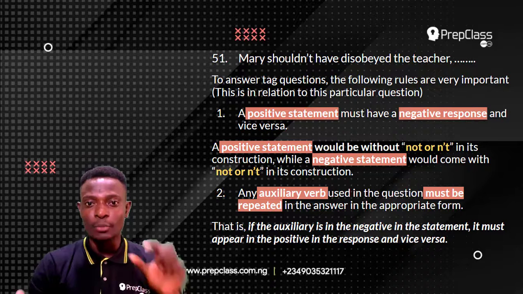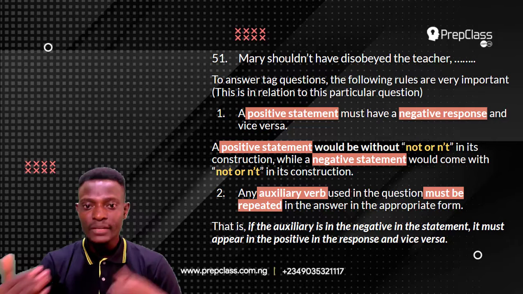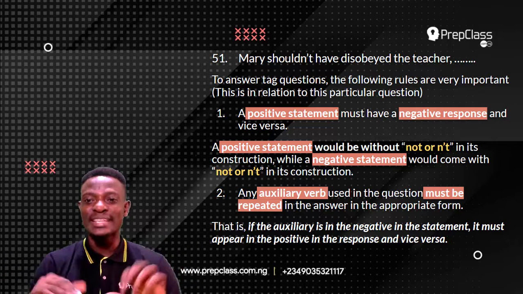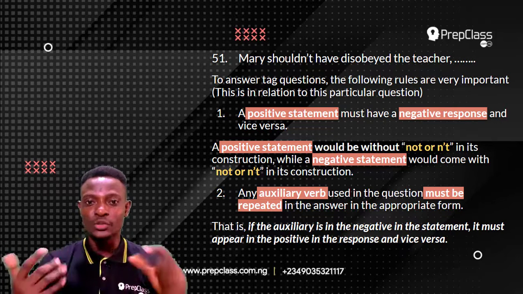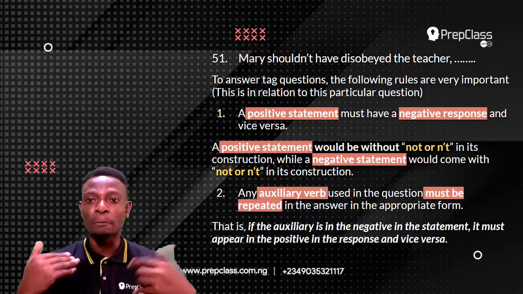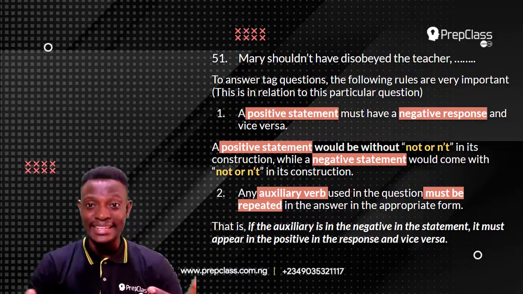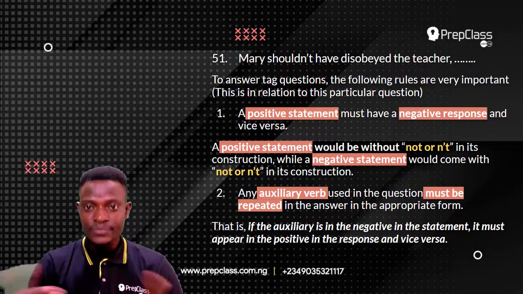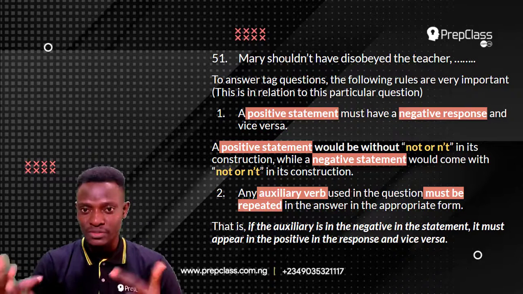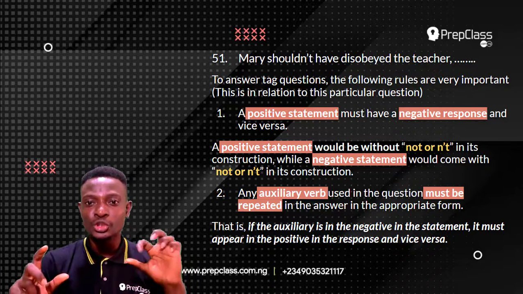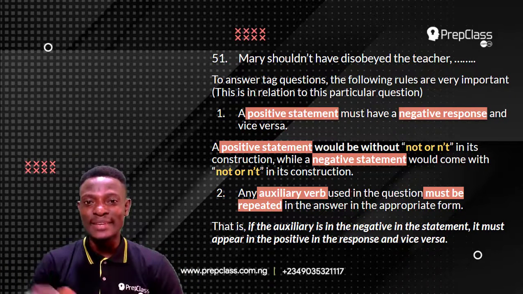So I'll go over the rules again. Number 1, a positive statement must have a negative response and vice versa. Number 2, any auxiliary verb used in the question must be repeated in the answer in the appropriate form. Now, looking at question 51, Mary shouldn't have disobeyed the teacher. The statement is a negative statement because we have nt in the construction. Rule 2 states that the auxiliary verb must be repeated in the appropriate form in the response. The auxiliary verb in this sentence, shouldn't, comes in the negative, so it must be repeated in the positive in the response.